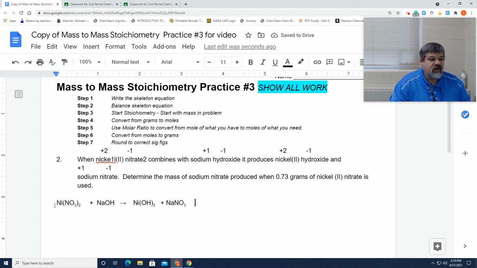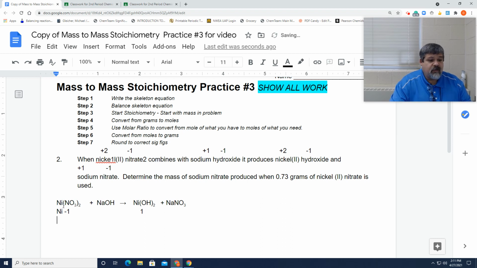So once we have our skeleton equation, we can go ahead and balance it. So I have nickel. On this side, I have 1 nickel. And if I go over to the other side, I only have 1 nickel there also. Again, this is 1 nickel because there's no subscript.